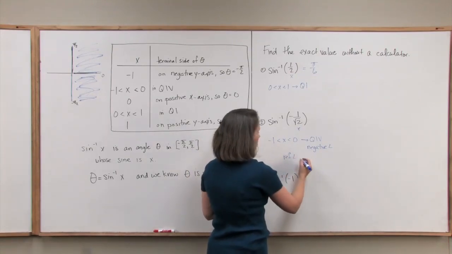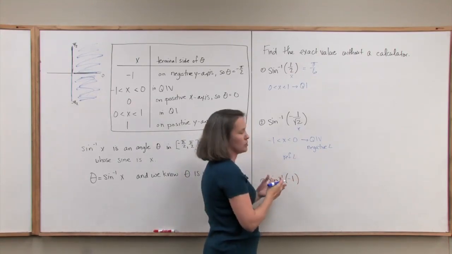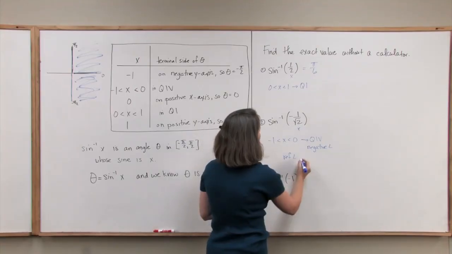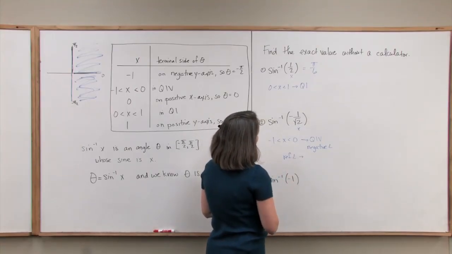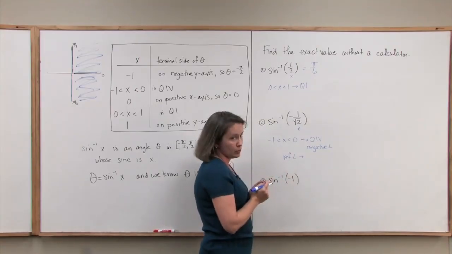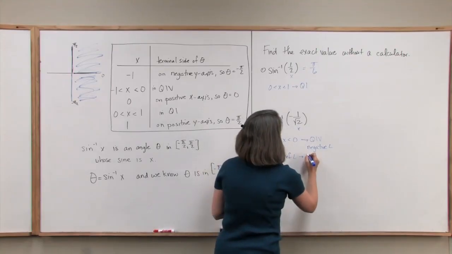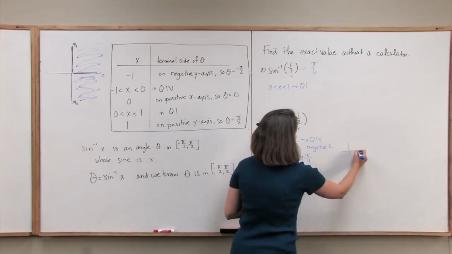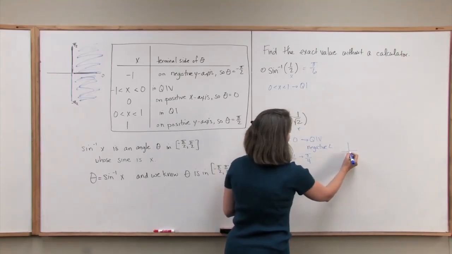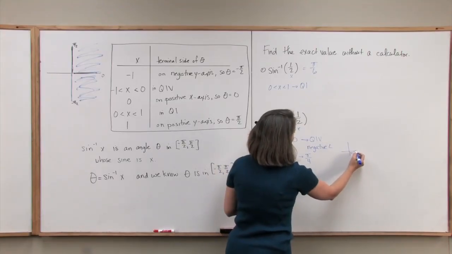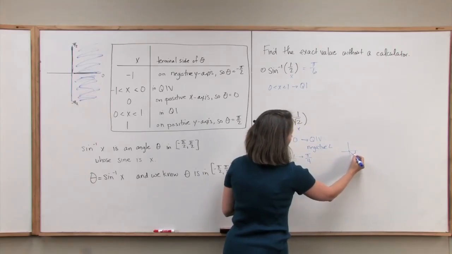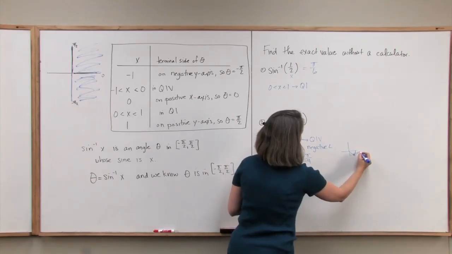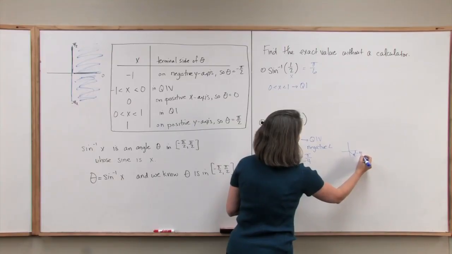Remember, a reference angle is a positive acute angle. We hope this is one of those special angles we know. The sine of pi over 4 is 1 over the square root of 2. So our reference angle is pi over 4. Let's just look at the angle and make sure that we pick the right one. We want a negative angle in quadrant 4. The reference angle is pi over 4, so this is actually that angle negative pi over 4.